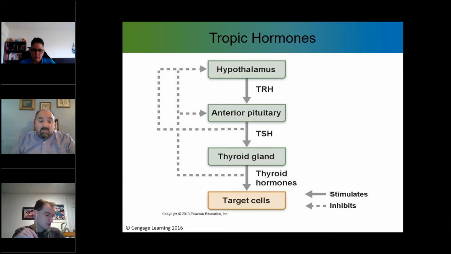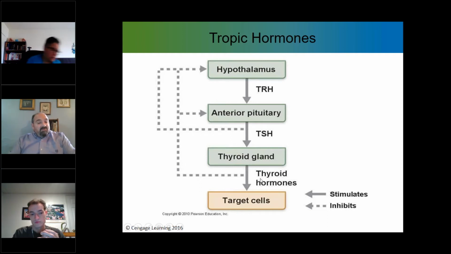So in the case of a lower thyroid hormone, the body slows down in its functions throughout the body. What we're seeing here is that the tropic hormones TRH and TSH, produced by the hypothalamus and the anterior pituitary, will then stimulate the thyroid gland to release thyroid hormone. Without this chain of events, hypothalamus to the pituitary, pituitary to the thyroid gland, we're not going to have a release of thyroid hormone.